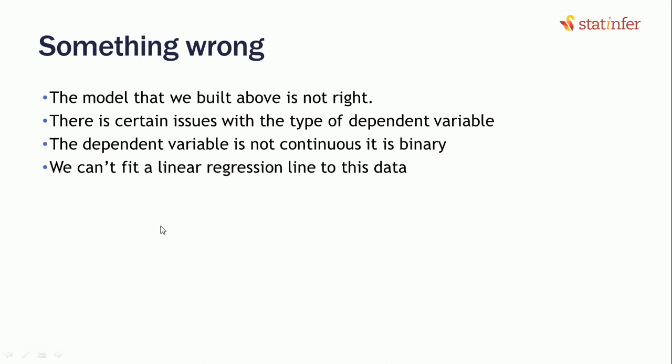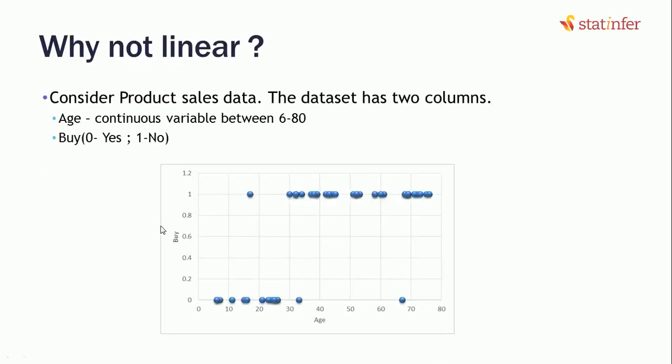So the model that we built is not right, definitely. There are certain issues with the type of dependent variable, because the dependent variable, which is bought, is only between 0 and 1, which is not a continuous variable. So using the linear regression line, we cannot predict the values which are binary or class values. So why not linear? Looking at this data, we will try to understand it from scratch again.